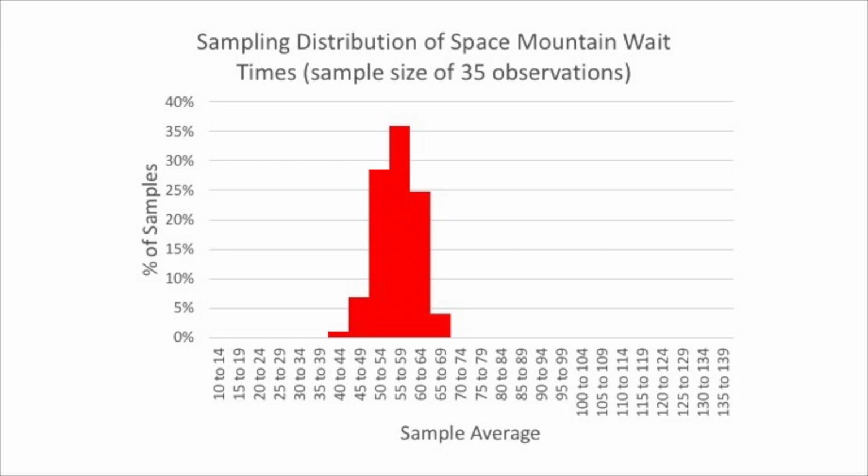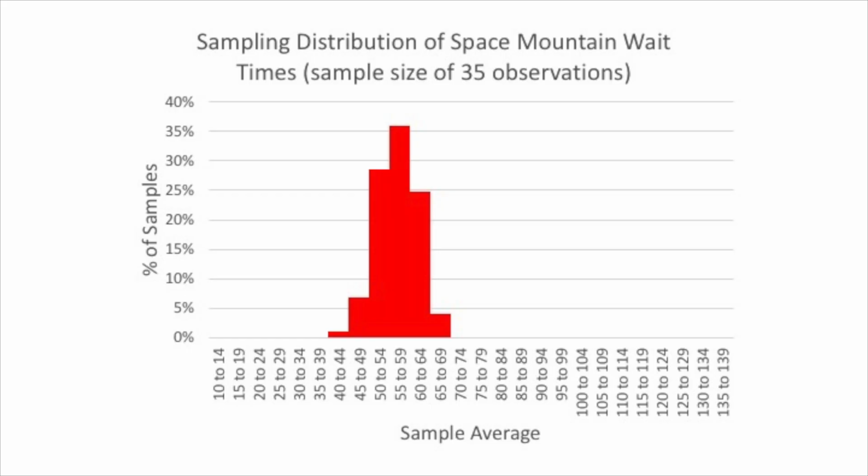So here we have what's called a sampling distribution of Space Mountain wait times. On the y-axis, since these are all average values from a sample, it's percentage of samples. And on the x-axis, it's the sample averages that you calculated. So the first thing you might notice is that the spread of this sampling distribution is a lot more narrow than the spread of the variable itself.